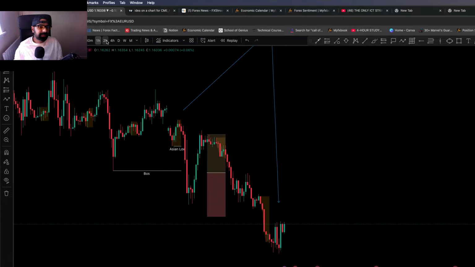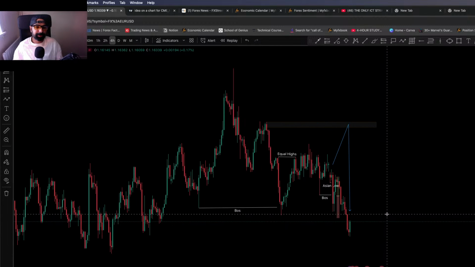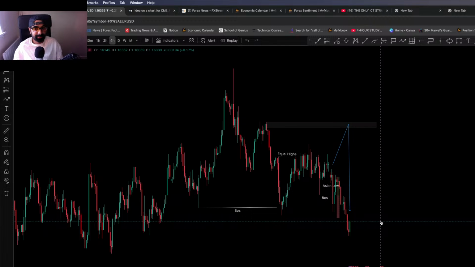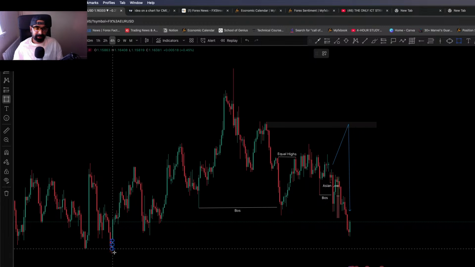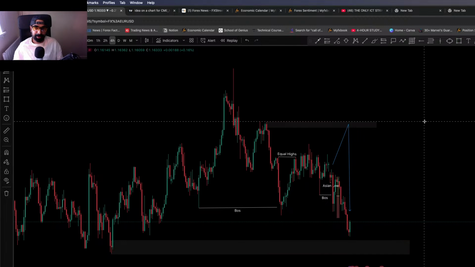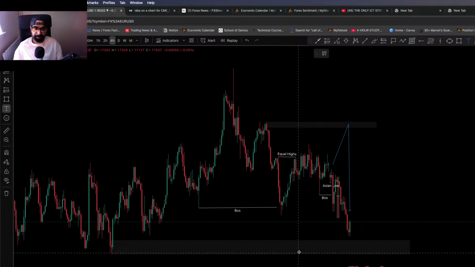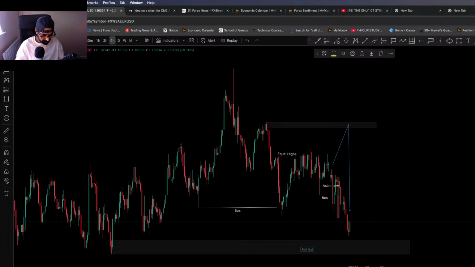Okie dokie. So let's start off with Euro USD. At the moment, if you ask me where the trend is going, it's a downtrend. So, all right, Euro USD. I'm actually looking at this. So, order block. OB.